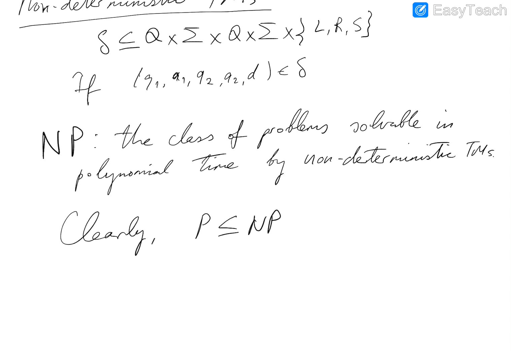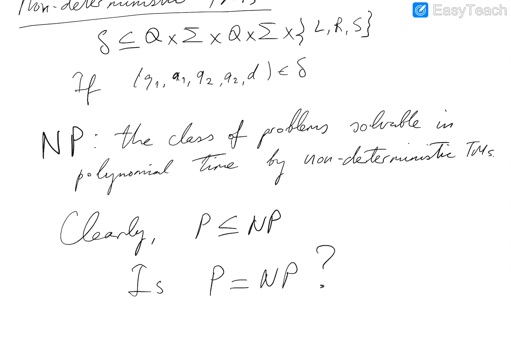But the other way around is not known. And this is the millennium problem in computer science and mathematics. So is P equal to NP? This is not known. It's a $1 million question. Most people believe that they are not equal.